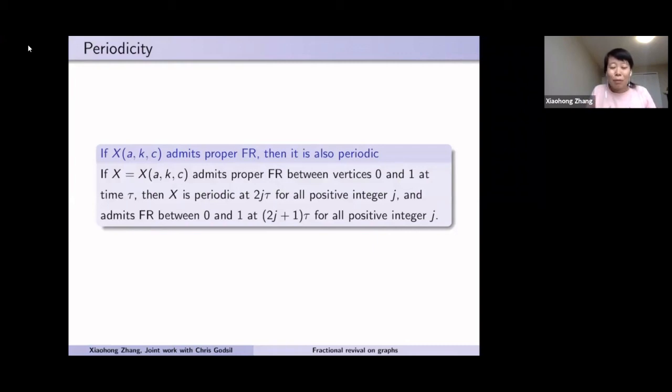So this property, we will also make use of for our second goal, to construct graphs where there is FR between A and C and A and B, where B is different from C. That's something that can never happen for PST. For this construction, we will make use of a Cartesian product of graphs.